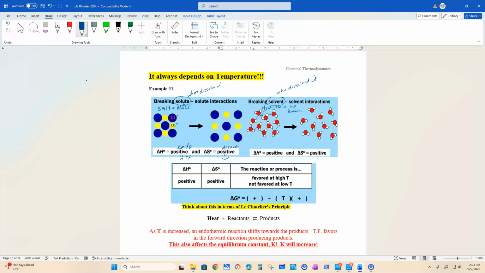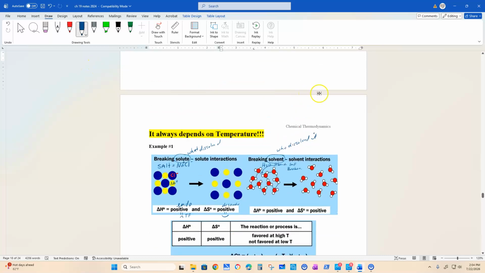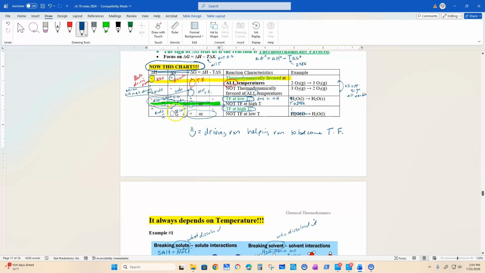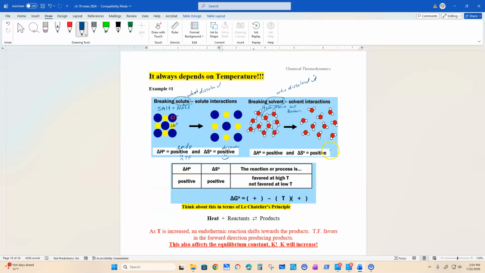So remember, if they're both positive, we have 2 scenarios. So that means it will only be thermodynamically favored at very high temperature. When you actually plug the values in, you would see that it's going to be positive because this is positive, temperature is positive, this is positive. When you take a positive number minus another positive number, it's going to still be positive, okay?